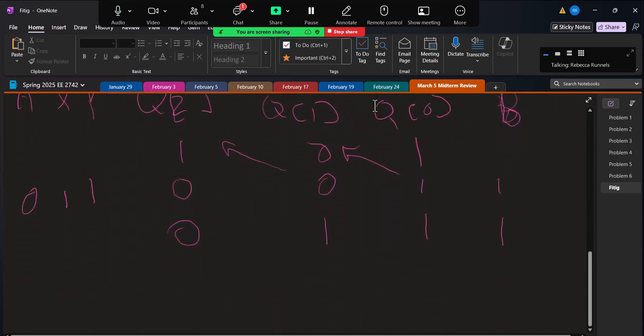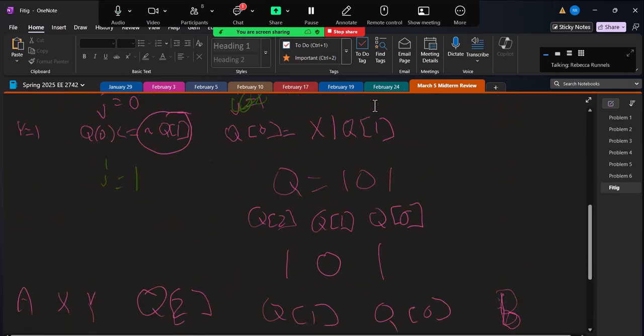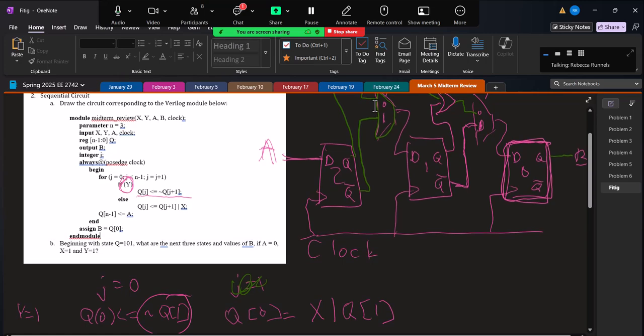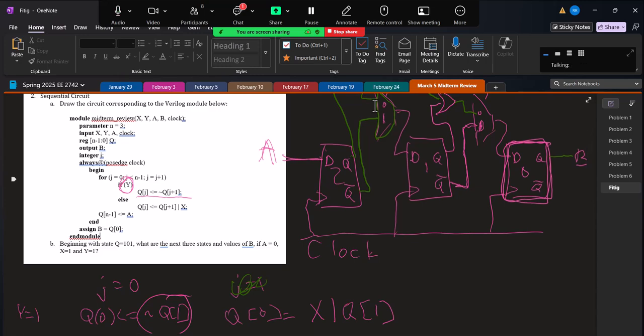What's the next one going to be? Q2 would be 0. Q1? Q0? 0. And B? B, let's see, where are we assigning it? It's assigned after we've come out of the always block, so yes, you're right. Yep.